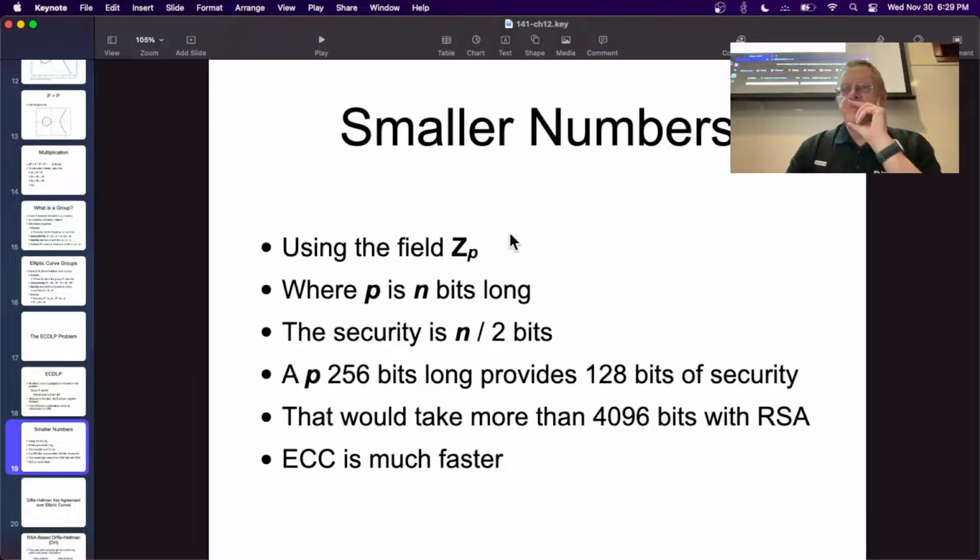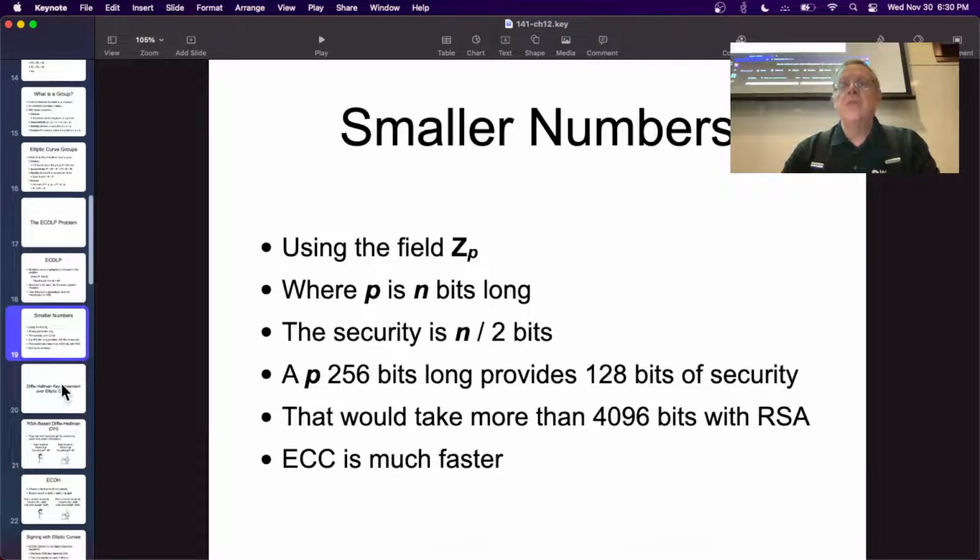Now, if you have a Z_p, where P is n bits long, the security is n over 2 bits. So if you use a 256-bit long P, then you get 128 bits of security, which, as we said, is enough to be uncrackable by any computers that we have now. And that would be more than 4096-bit RSA, so much faster, much shorter numbers to work with.